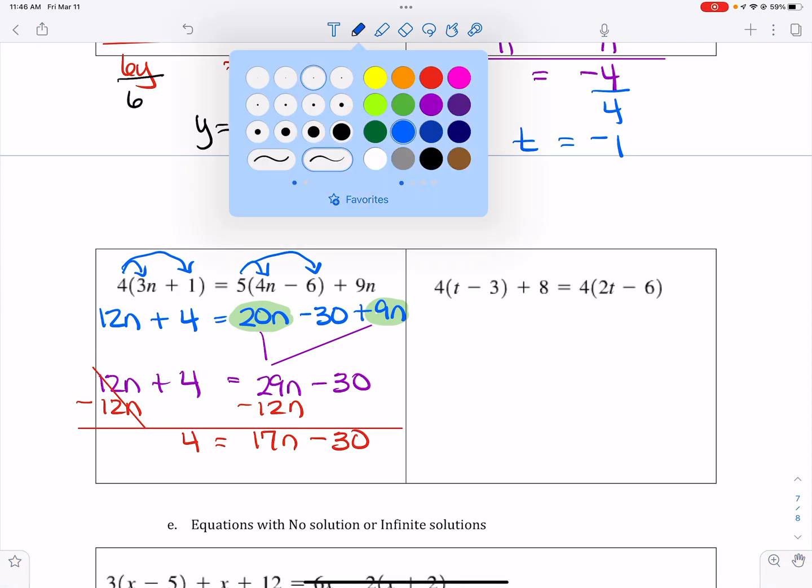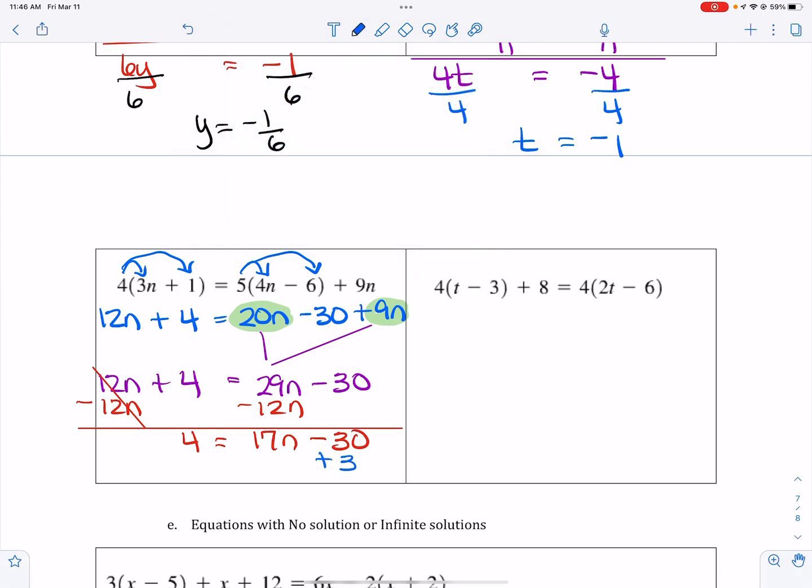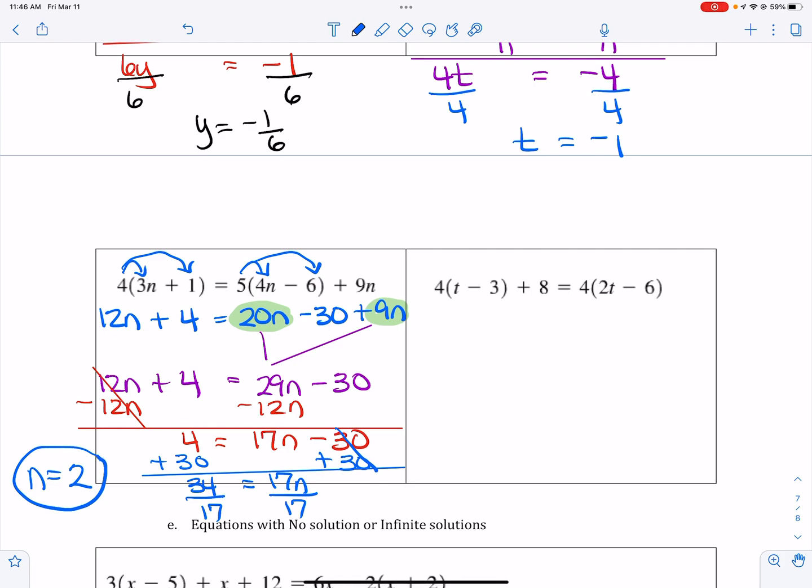Now I have a home for my variable, so I'm going to add 30. And so then I get 17n is equal to 34, and I'm going to divide by 17. So n comes out to equal 2. Okay, last one of these type, and then we'll look at some special cases.